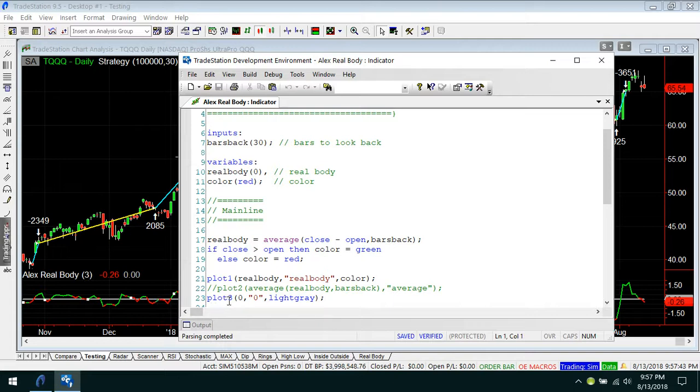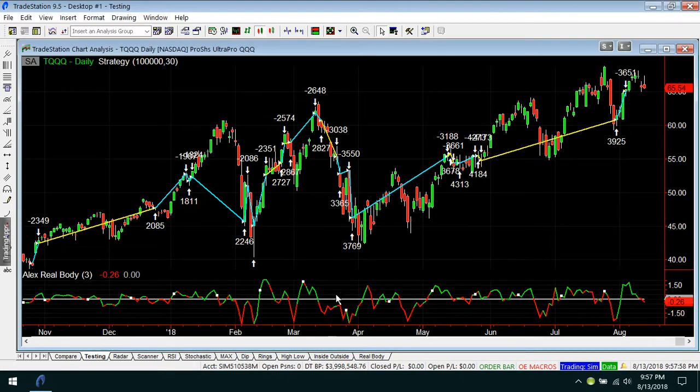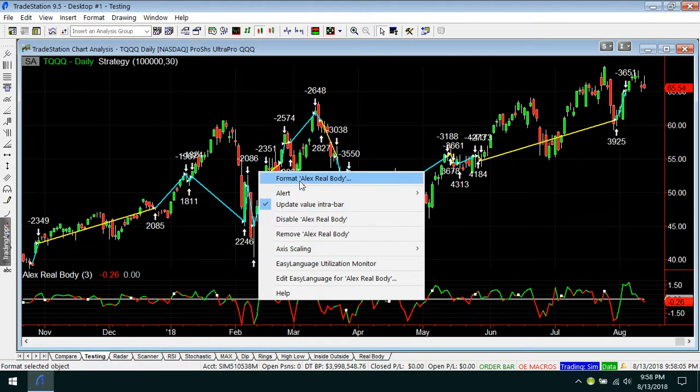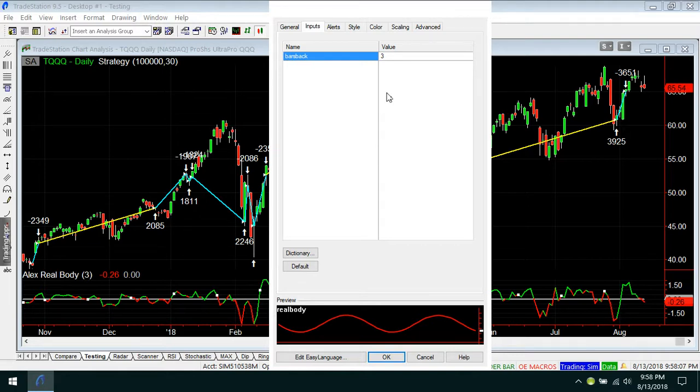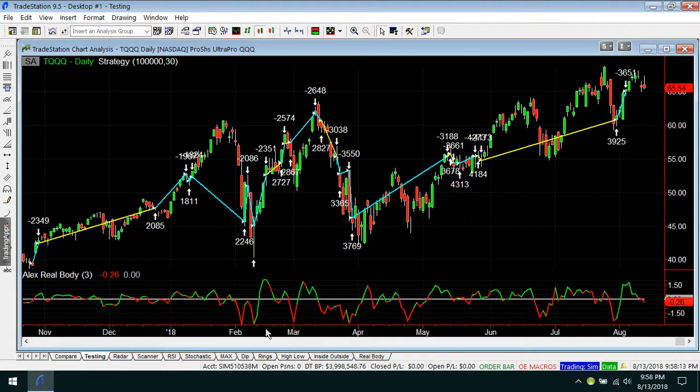This one, Plot3, light gray, 0, all that is doing is plotting the 0 line in the middle, when the sum of the ups and downs is all 0. So here's the indicator, and I'll just see what we've got here for the average on it. Okay, it's 3 right now. So with an average of 3, the indicator looks like this, and that means it looks at the last 3 bars and adds them up and decides what the number is going to be and plots it.